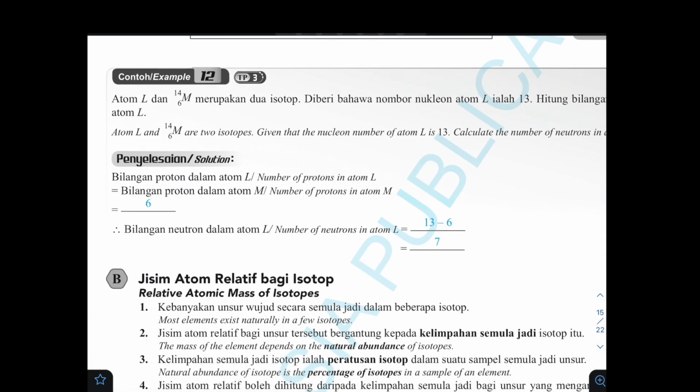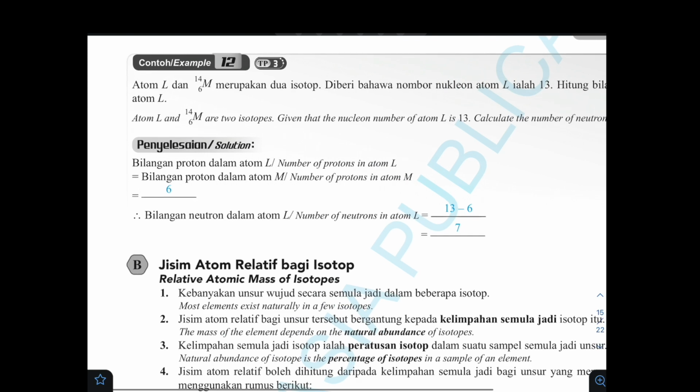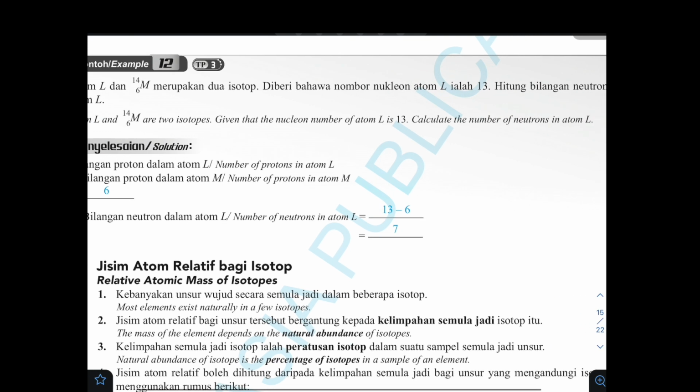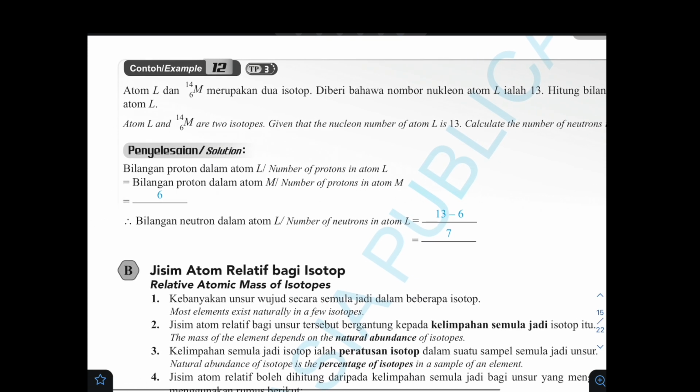Baik. Example ya. Atom L and 14,6M are two isotopes. Given that the nucleon number of atom L is 13, calculate the number of neutrons in atom L. Okay, dia kata L dengan M ni adalah two isotop. Bila isotop kita tahu L dengan M ini mesti mempunyai proton number yang sama. Alright. So dia dah bagi kat sini L ini nucleon numbernya adalah 13. Calculate the number of neutrons in atom L.